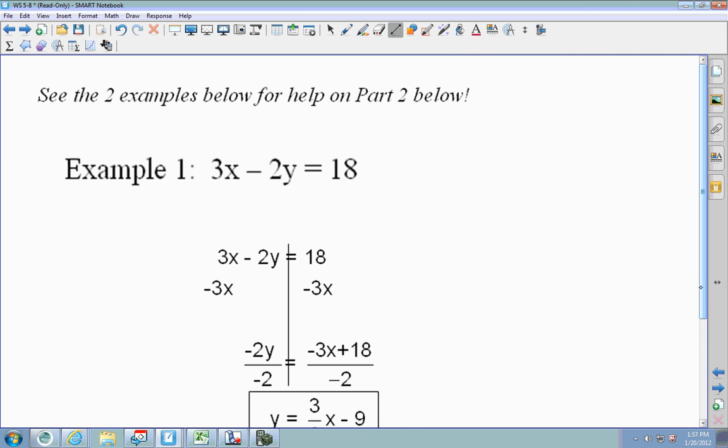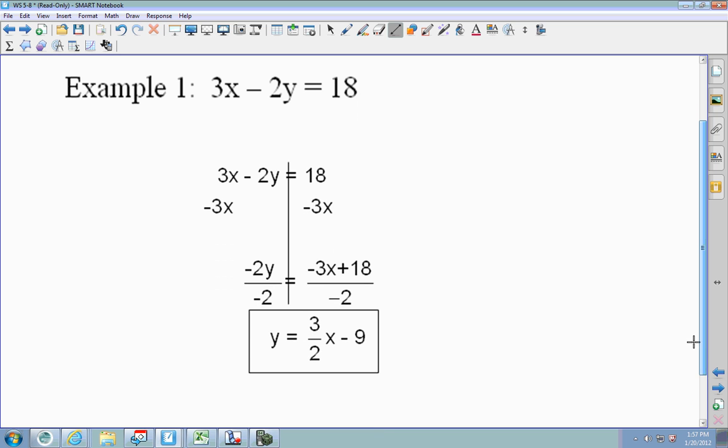All right, now let's go back to reviewing solving for y. The first thing you're going to do in solving for y, this right here is in standard form, and we're going to move it into slope-intercept form. You're going to move the x over to the other side, so I subtracted 3x from each side. Then I would have divided by negative 2. And here's what I would get. Negative 3 divided by negative 2 is 3/2 x. 18 divided by negative 2 is negative 9.